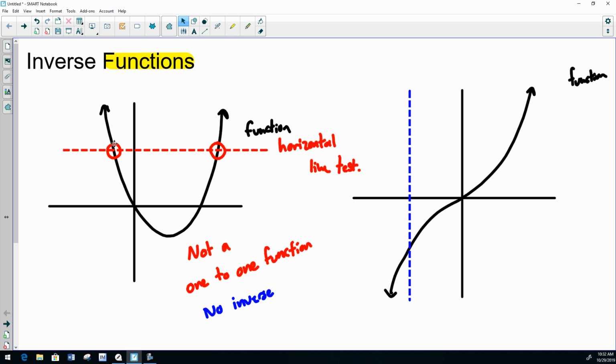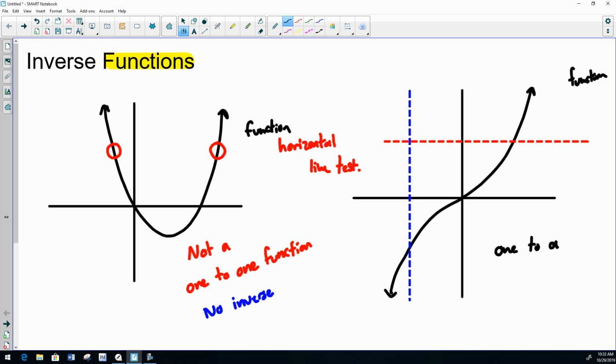How about this one? Is this a 1-to-1 function? Yeah, it never touches the black curve more than once. So this is a 1-to-1 function, and it does have an inverse. So I'll say yes, inverse.